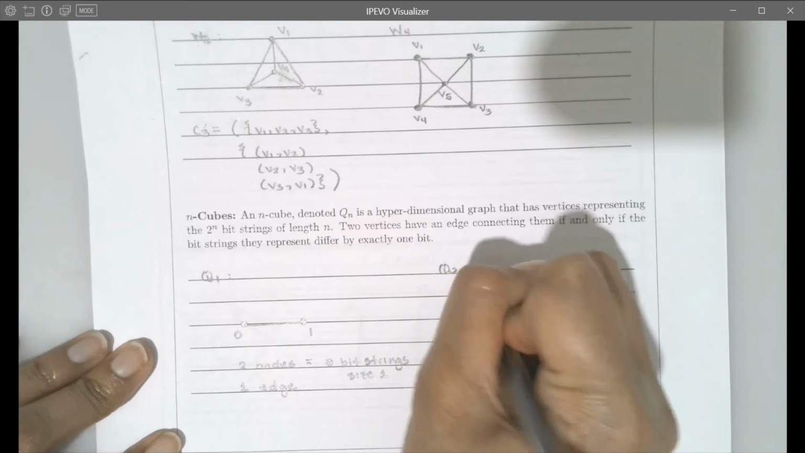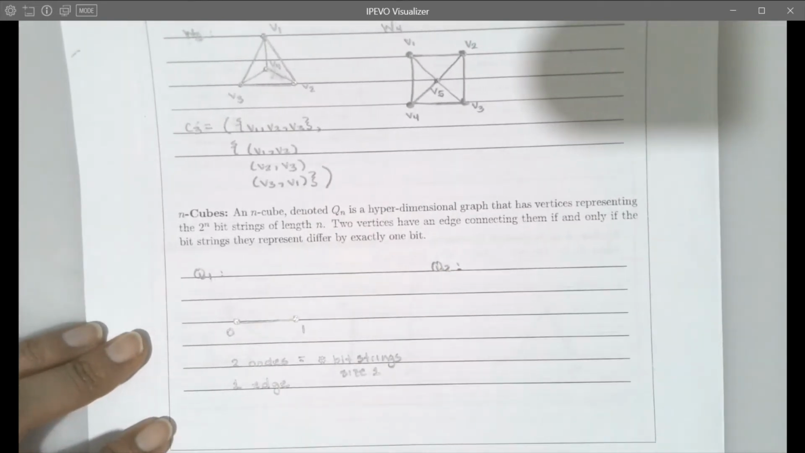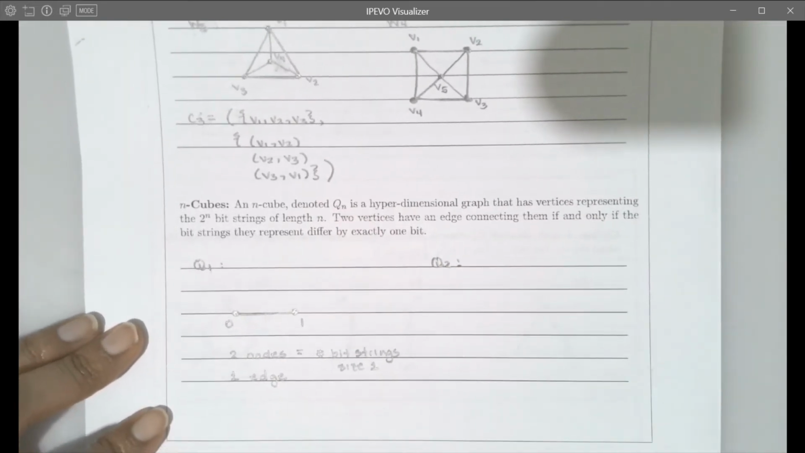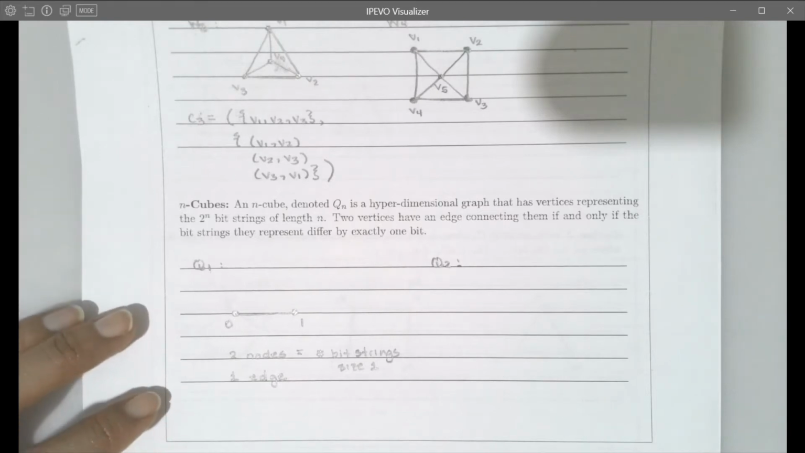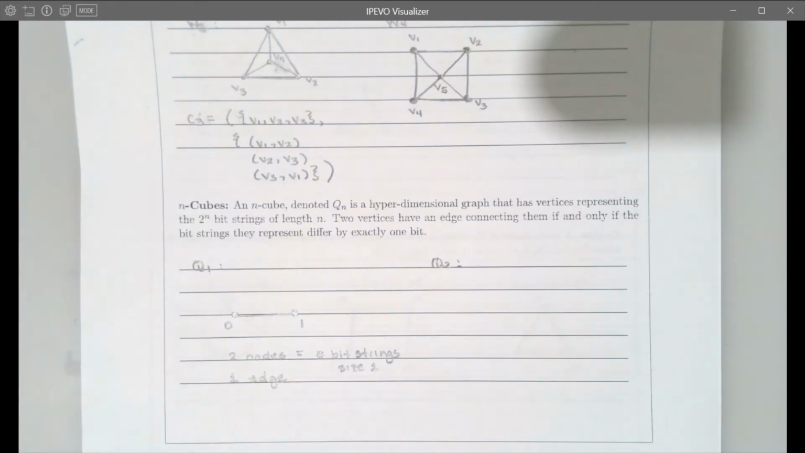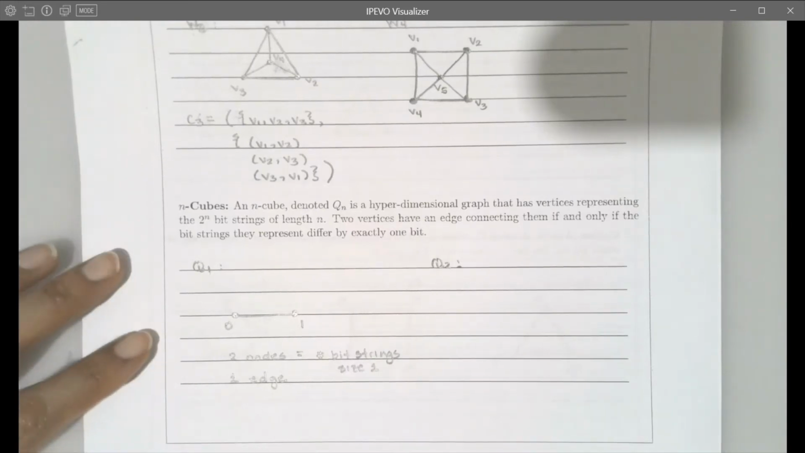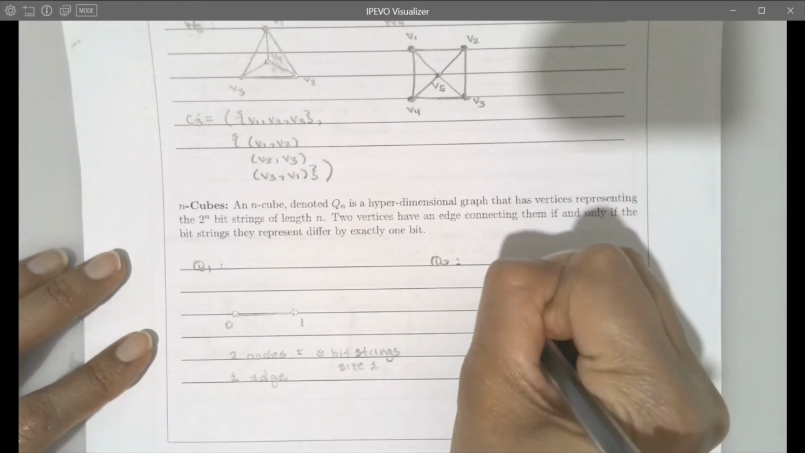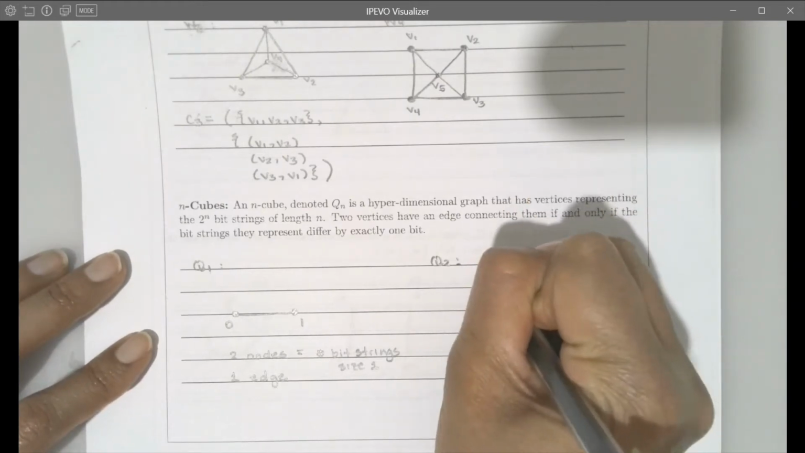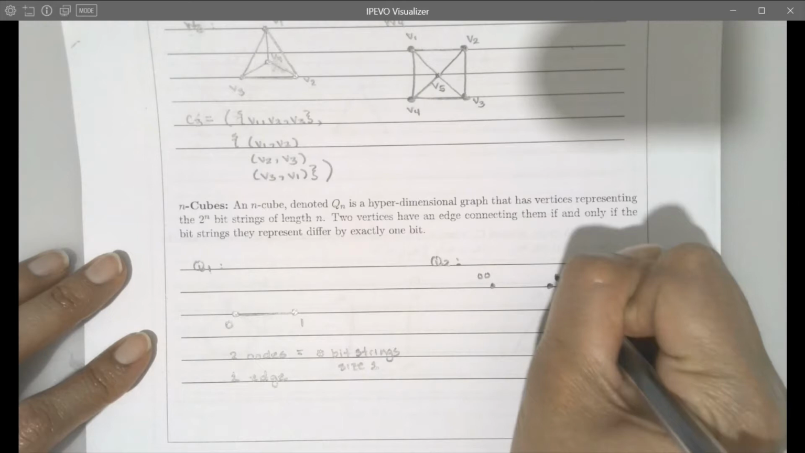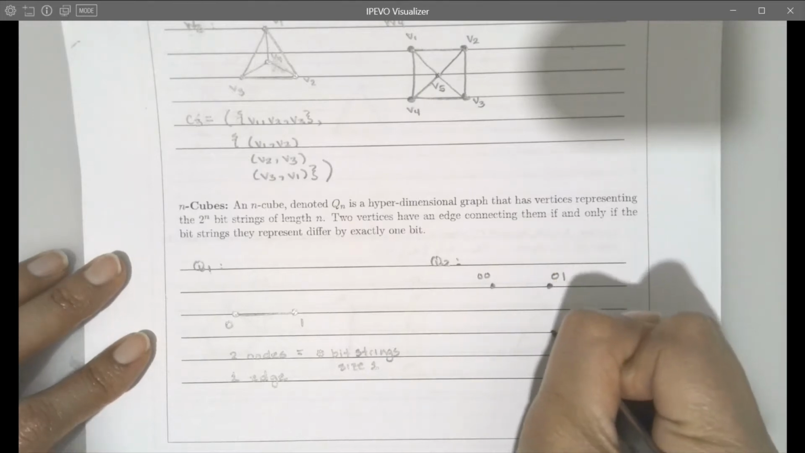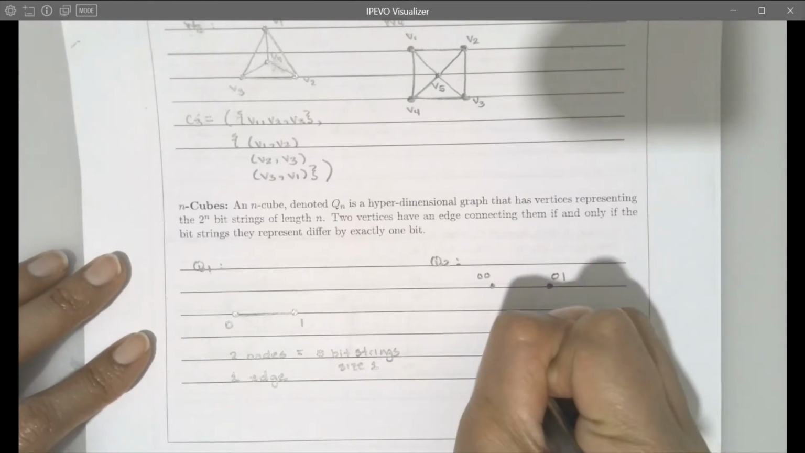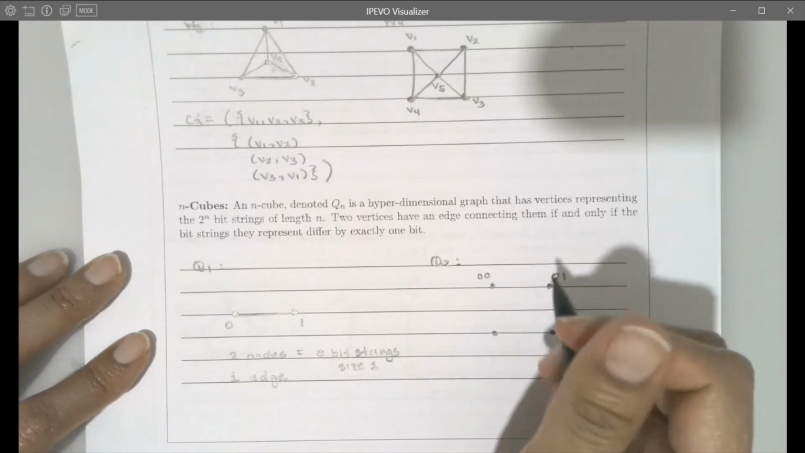Okay, let's take a look at what is Q2. So for the nodes, it's going to be how many different bit strings of length 2 do we have. And so that would be 4. We can have 0, 0, 0, 1, 1, 0, and 1, 1.